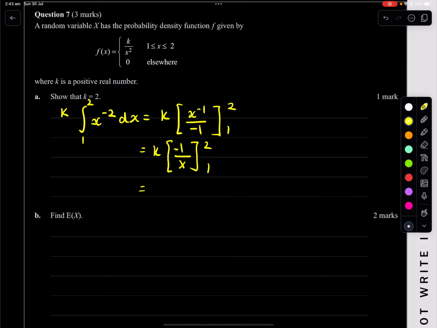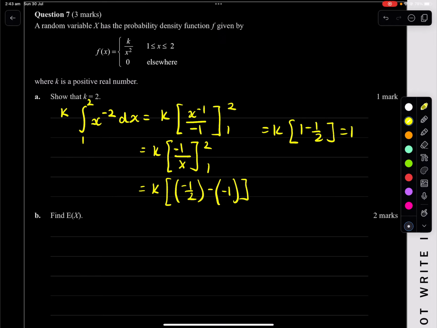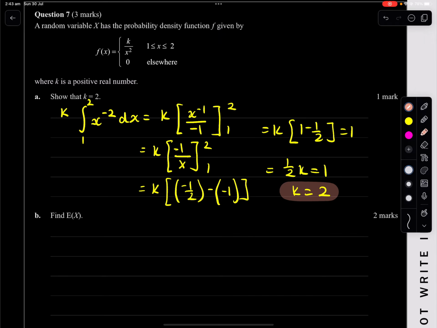So, equals k is negative half minus negative 1, which is k is 1 minus half equals 1, and therefore, so half k equals 1, so k must equal to 2. There we go, so we've shown that, okay.